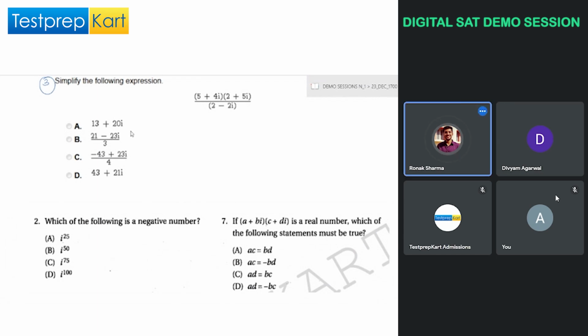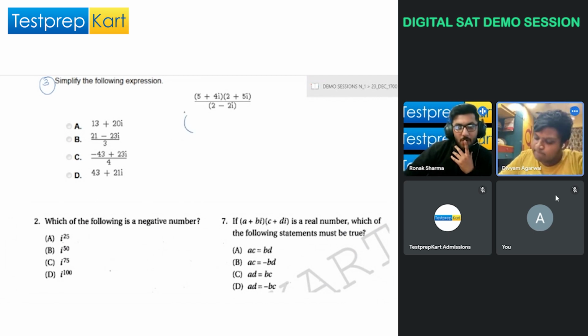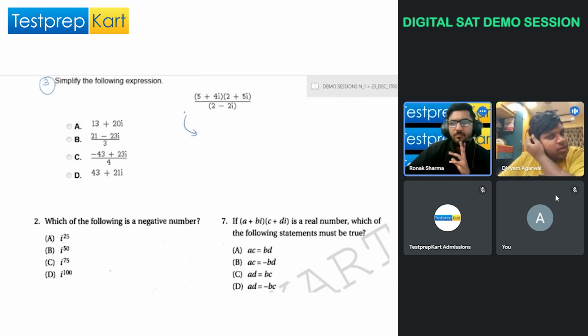Done with the third one? No, I'm not getting any of the answers, so I'm just doing it again. Okay, just try it, else I will explain it. Maybe the options are incorrect. That is very unlikely.